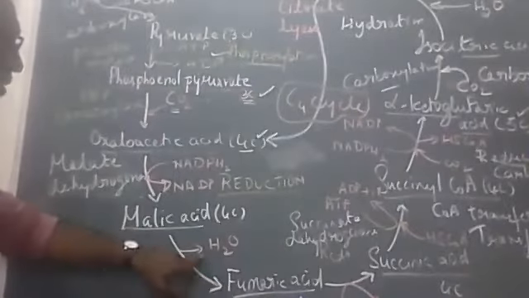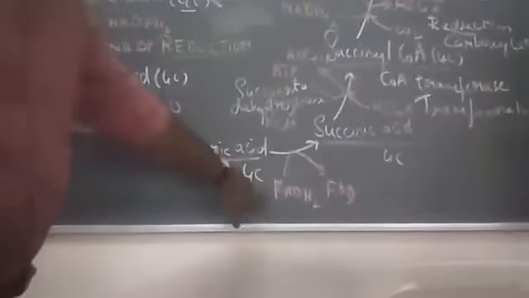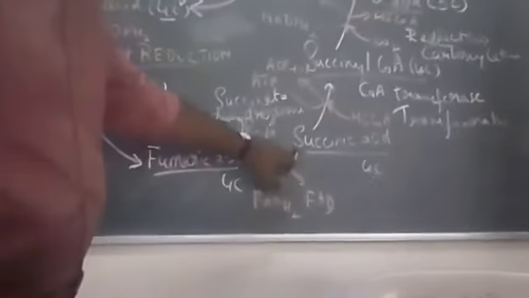Oxaloacetic acid becomes malic acid. Malic acid converts to fumaric acid by removal of water in the presence of the enzyme called fumarase. The reverse of the Krebs cycle. Fumaric acid converts to succinic acid. FADH2 becomes FAD. Hydrogen is added to fumaric acid to become succinic acid. It's a reverse. There you found FADH2 formation, here it is used. Reduction reaction. Succinate dehydrogenase enzyme.